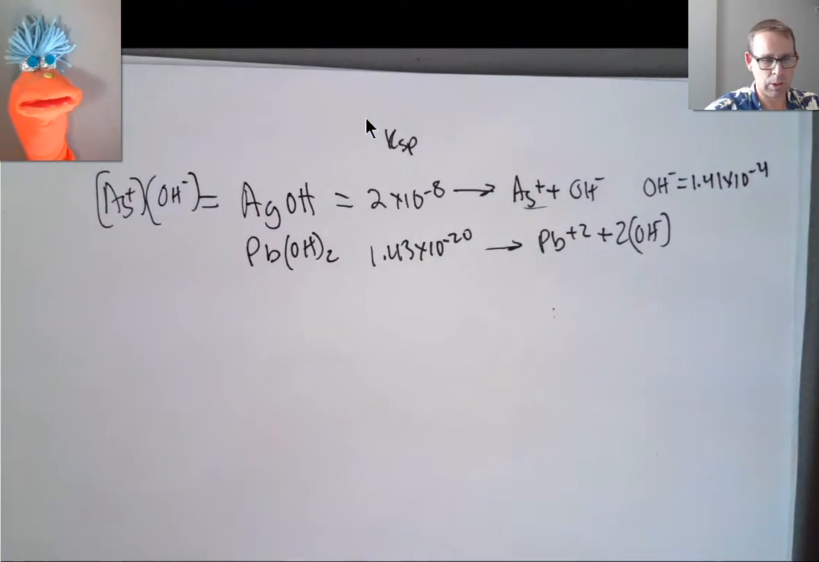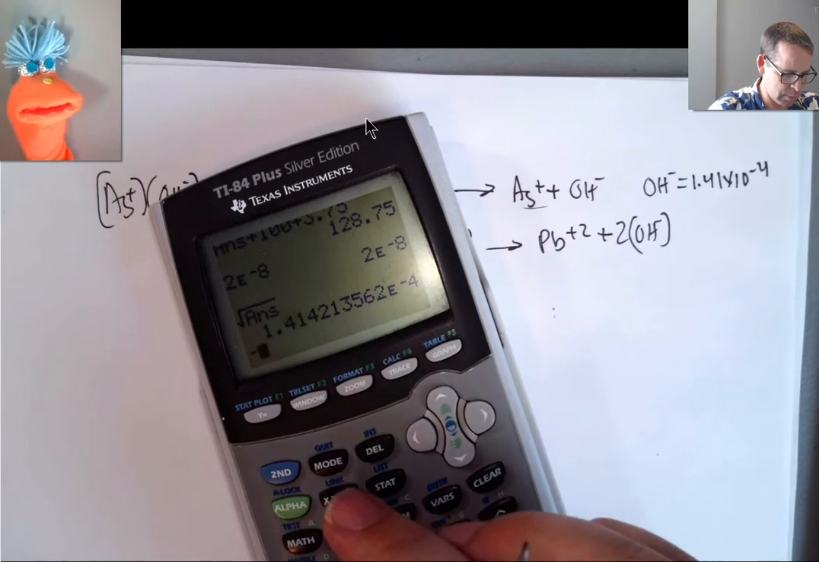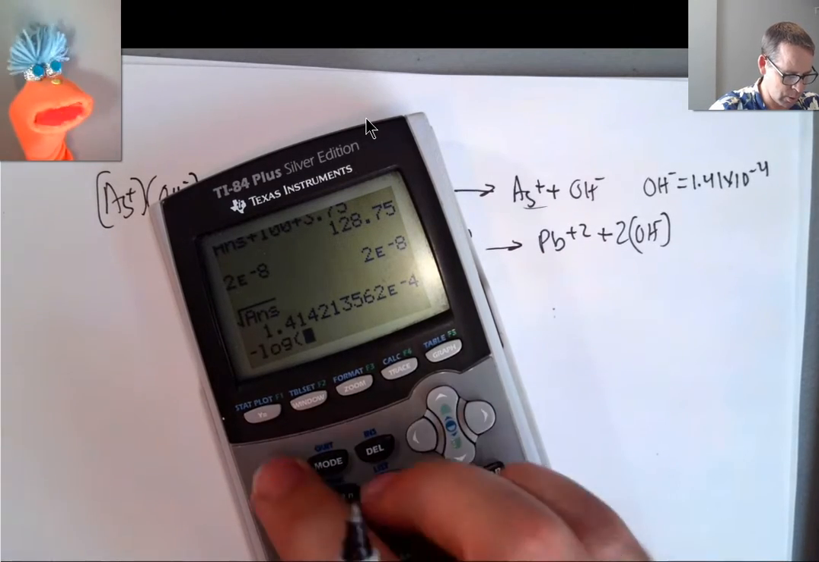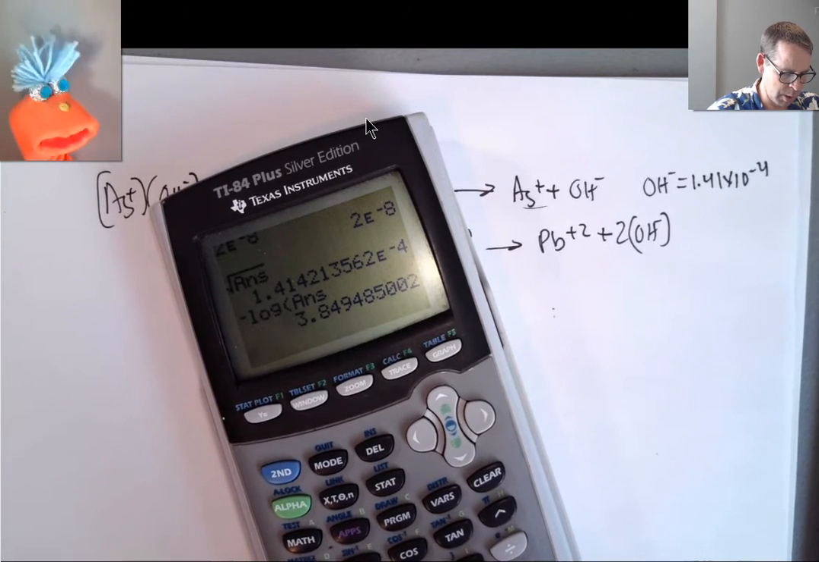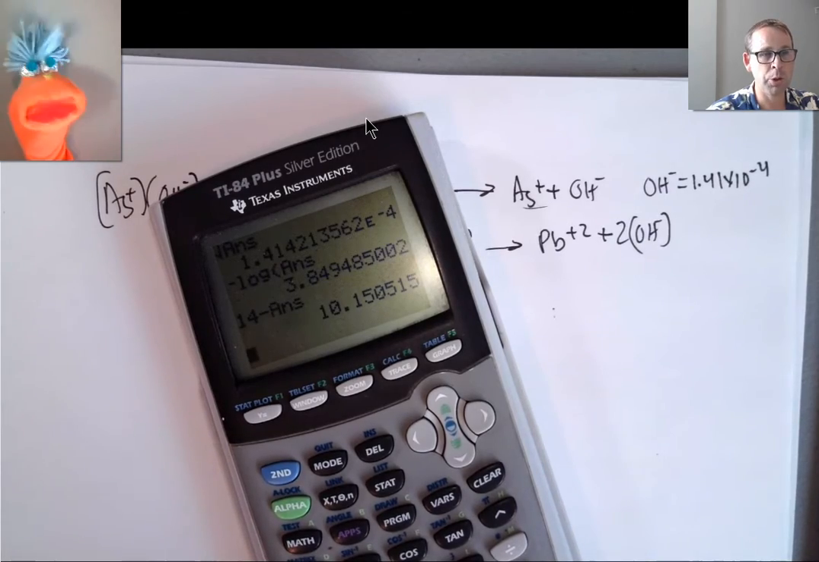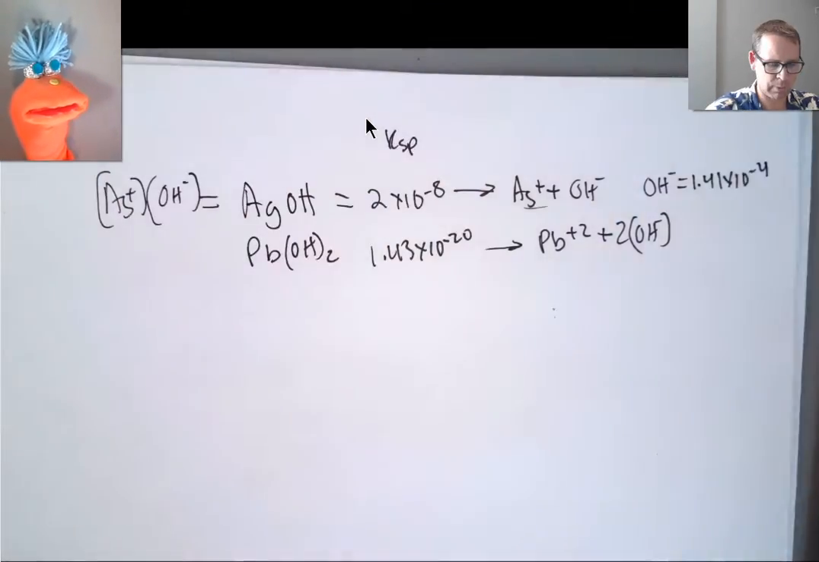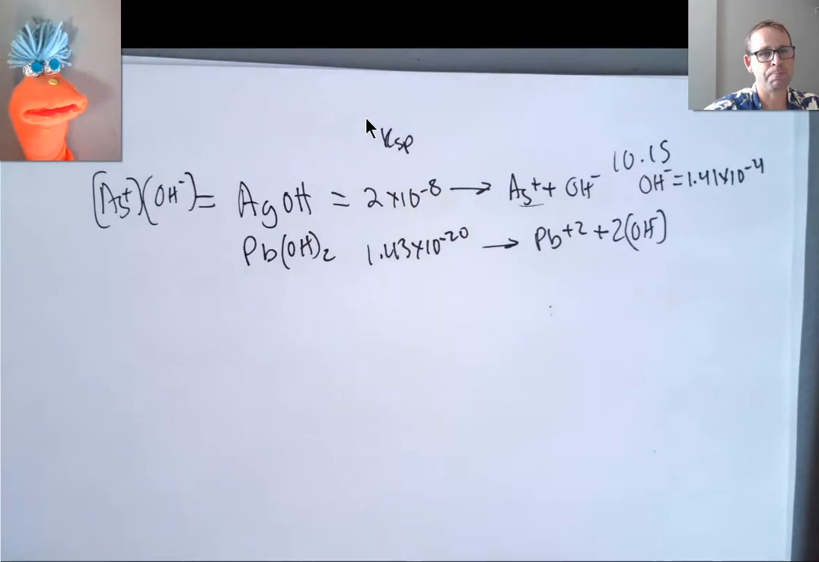Okay, so I take that value, I'll take the negative log of it. What does it do if I take the negative log of it? That's the pOH? That's right. And then what? 14 minus that. Okay, 14 minus that gives us the what? The pH. That's right, 10.15. So our pH here is 10.15.